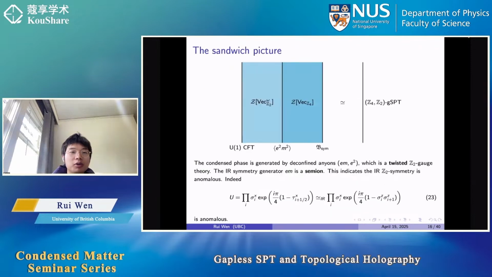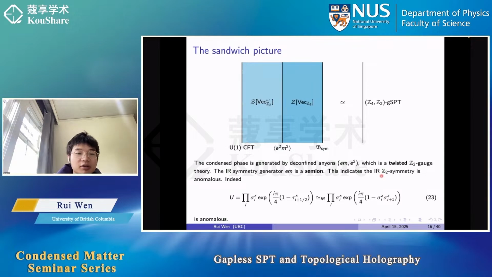Right. Okay, now we can do this sandwich picture again. So now we start with this SymTFT, which is a Z4 gauge theory, and we condense E squared M squared on this domain wall and also to the left of the domain wall. And the reduced theory, the condensed phase, by which I mean what you get after condensing E squared M squared, is generated by the deconfined anyons, which are E times M and E squared, a twisted Z2 gauge theory. And this is very interesting. So the IR symmetry generator is E times M, as we saw before, the deconfined flux is actually E times M, and this is a fermion. This is not a boson. So this indicates the IR Z2 symmetry is anomalous.